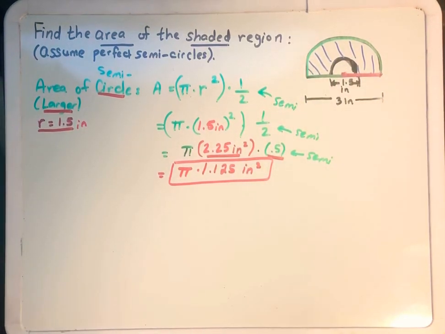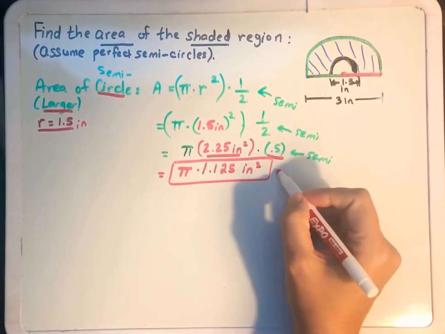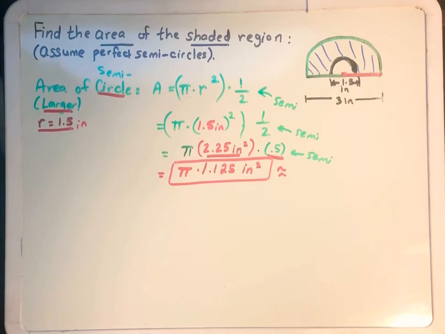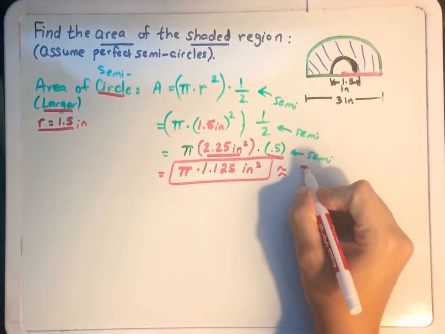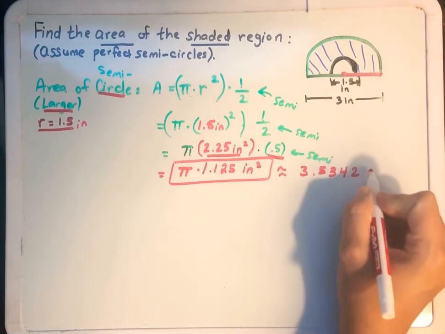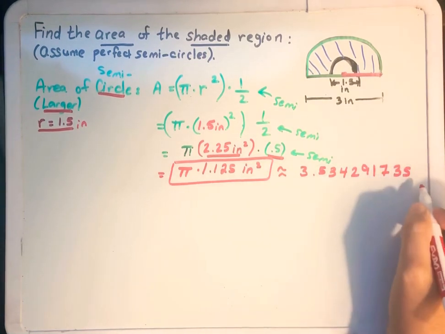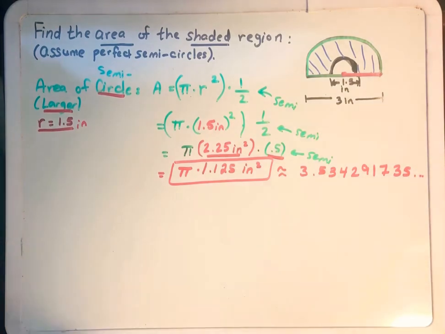Now you are welcome at this point to do the multiplication and figure out approximately what that is. Let's see what that is. Times the pi button in my calculator. That's approximately 3.534291735288517. So it continues on, right? But what we're interested in is not that necessarily right now. We want to keep the exact answer until the very end. Just keep in mind that's technically approximately what we're dealing with.